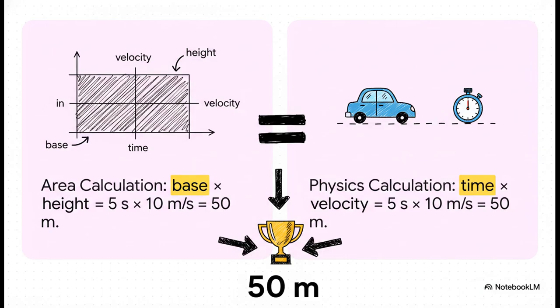And boom, here's the big reveal. On the left, let's do the simple geometry. The area of a rectangle is just base times height. That's 5 seconds times 10 meters per second, which gives us 50 meters. Now look at the right. Let's do the physics. Displacement equals velocity times time, which is also 50 meters. They're exactly the same. The area under the velocity-time graph is the displacement. It's that simple and that powerful.